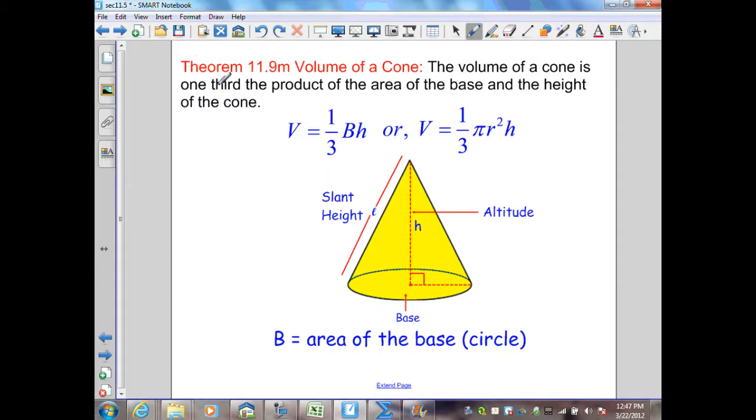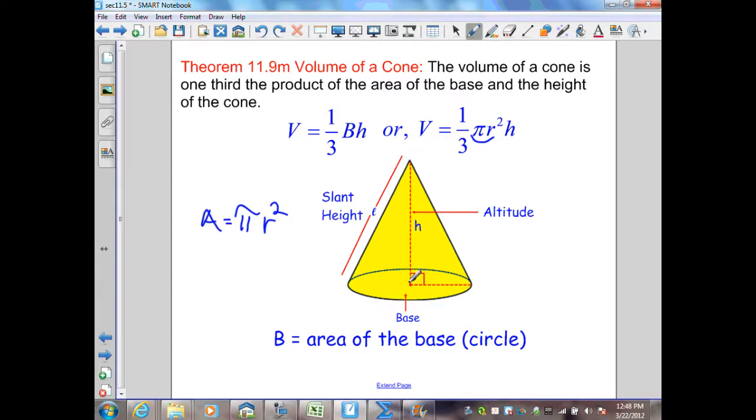Theorem 11.9, the volume of a cone is 1/3 the product of the area of the base and the height of the cone. Similar to our previous example, V equals 1/3 B, where B is the area of the base. Here, our base is a circle, and therefore, the area of a circle equals pi r squared. Therefore, when I rewrite the formula, V equals 1/3 the area of the base, but our base is pi r squared, times H. And this is represented in our diagram.